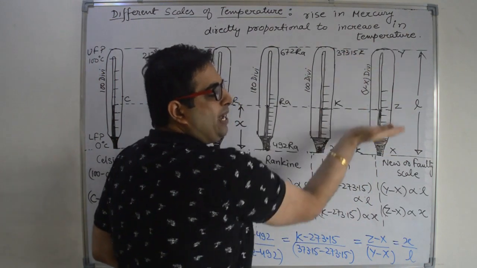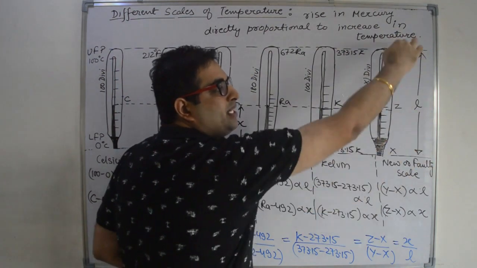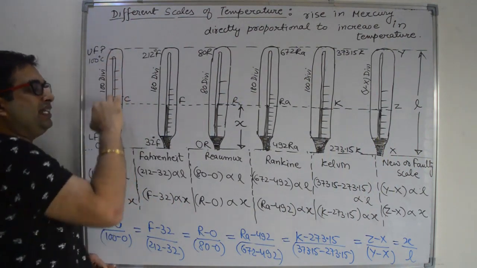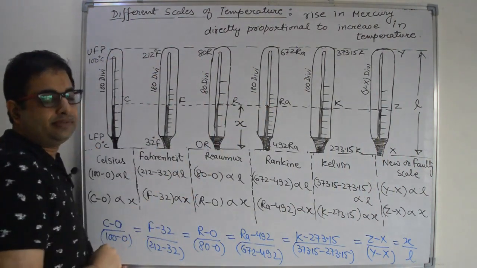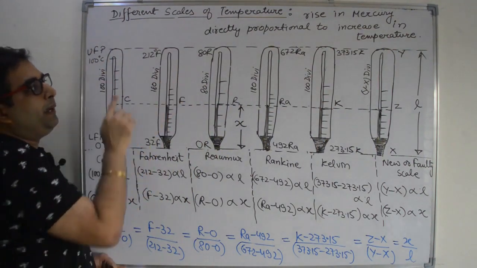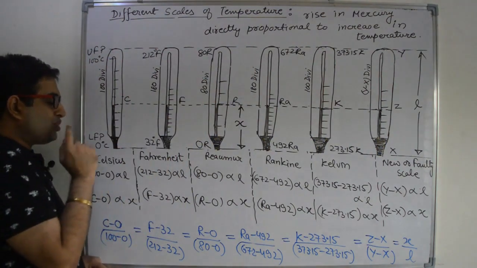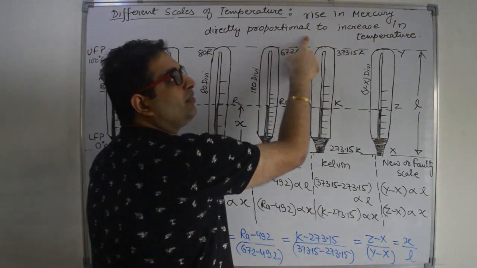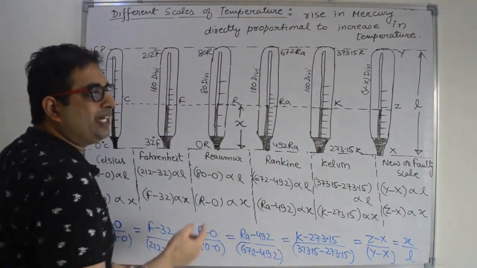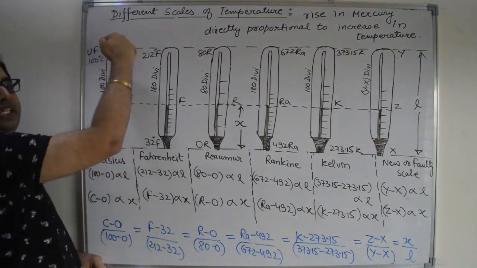Let us suppose this gap from the lower fixed point temperature to the upper fixed point temperature, this length, is L, right? This length is the same for all the scales, because ultimately the lower fixed temperature and upper fixed temperature are the same, but the values in different scales are different. So according to this condition, the increase in temperature is proportional to the rise in mercury. That means this L is proportional to the difference in temperature, the increase in temperature.